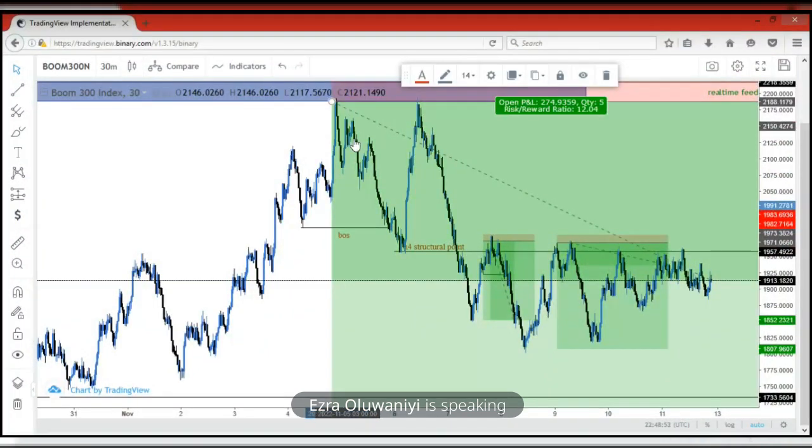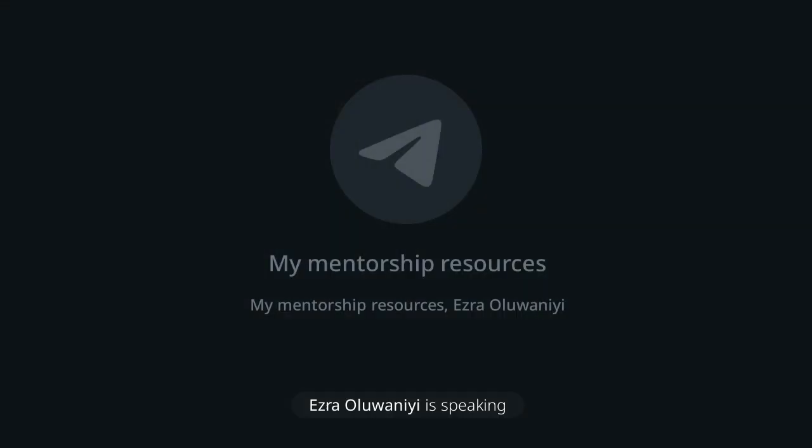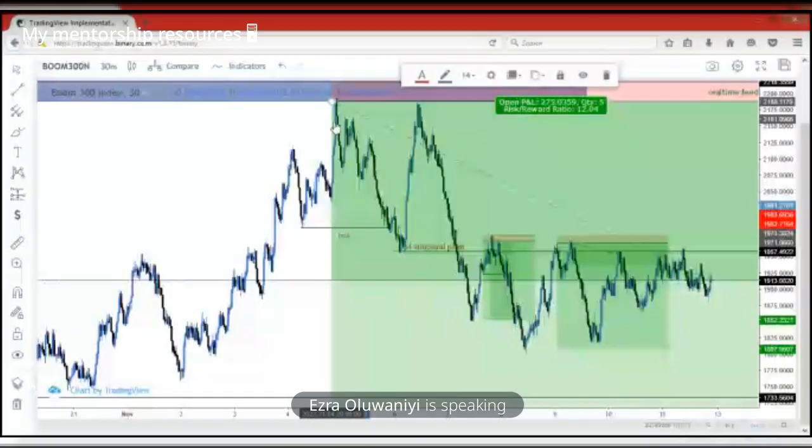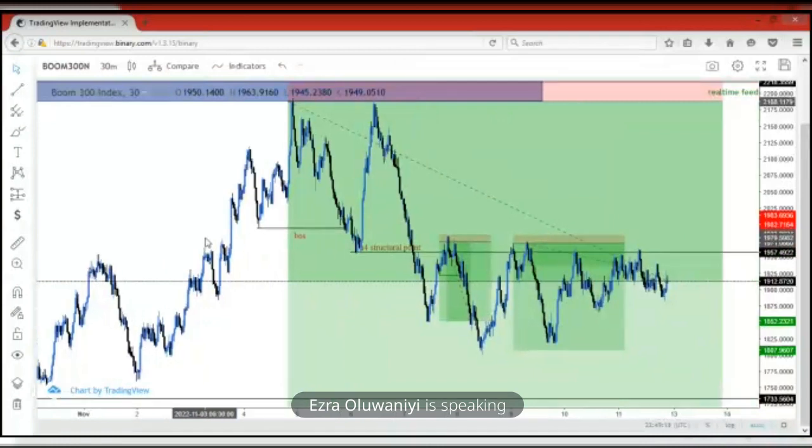So price came all the way down, broke structure, went back up to retest a supply zone around here. So price retested it, and since then it has been selling off. The same process over and over. This one, for now, don't try to imitate it yet unless you understand what I'm talking about.